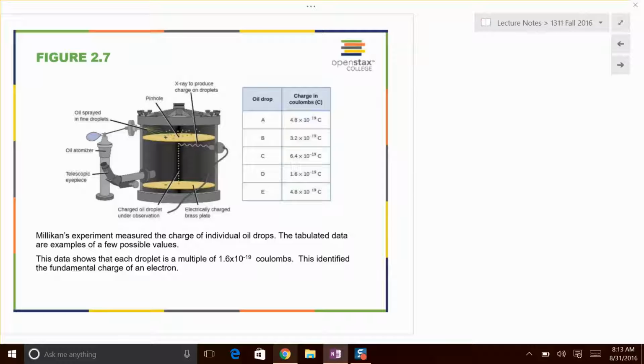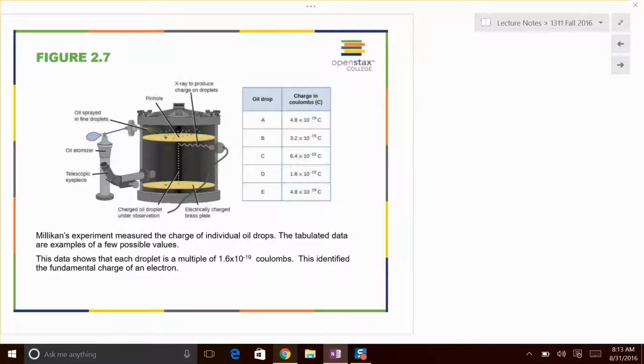Okay? So you can see oil drop A has a charge of 4.8 times 10 to the negative 19 coulombs. B has a charge of 3.2 times 10 to the negative 19 coulombs. C, 6.4 times 10 negative 19. D, 1.6 times 10 negative 19. And E, 4.8 times 10 negative 19.